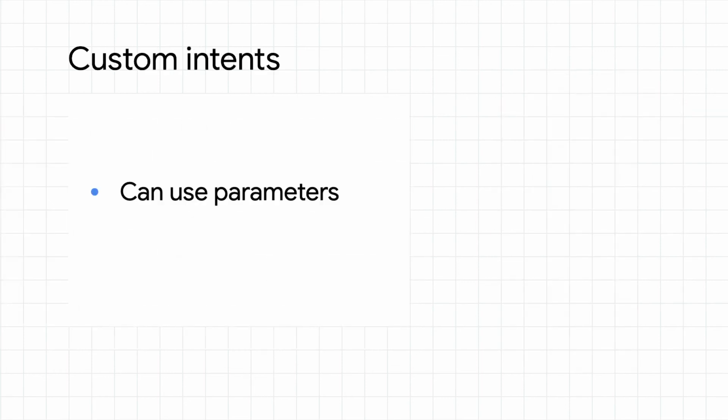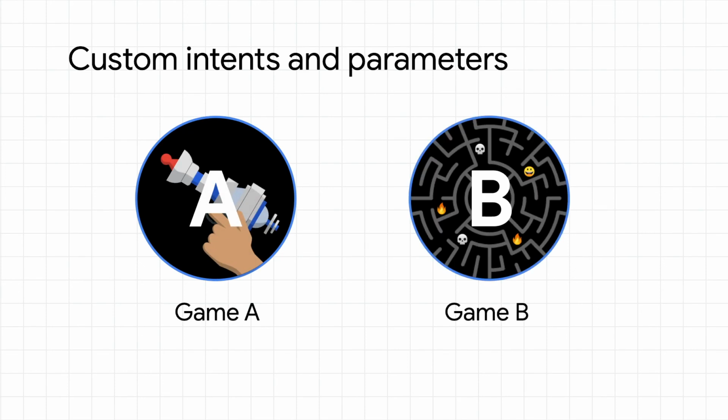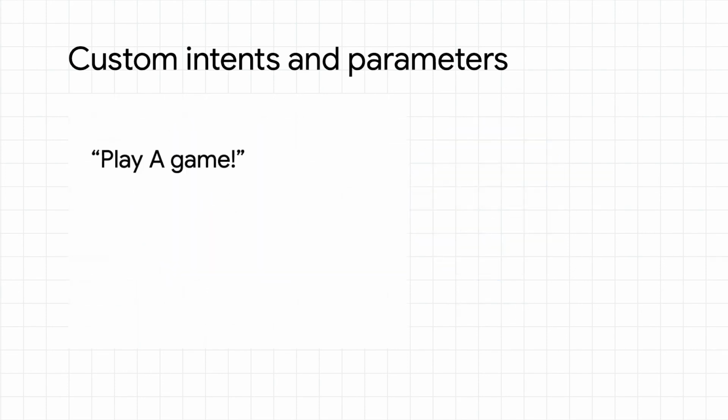Finally, custom intents can also use parameters. Parameters are a way to extract particular data from the user's input. This functionality can be demonstrated with another fictional action that has two styles of games, style A and style B. If a user says, play A game or new B game, it'll understand the intent is the same, to start a new game, but that it's for a particular style of game. You can identify the game style with parameters.